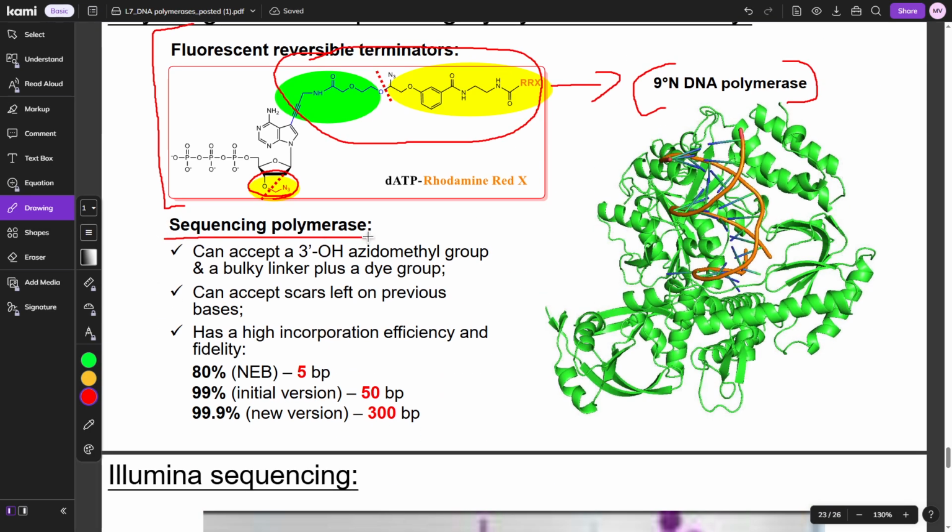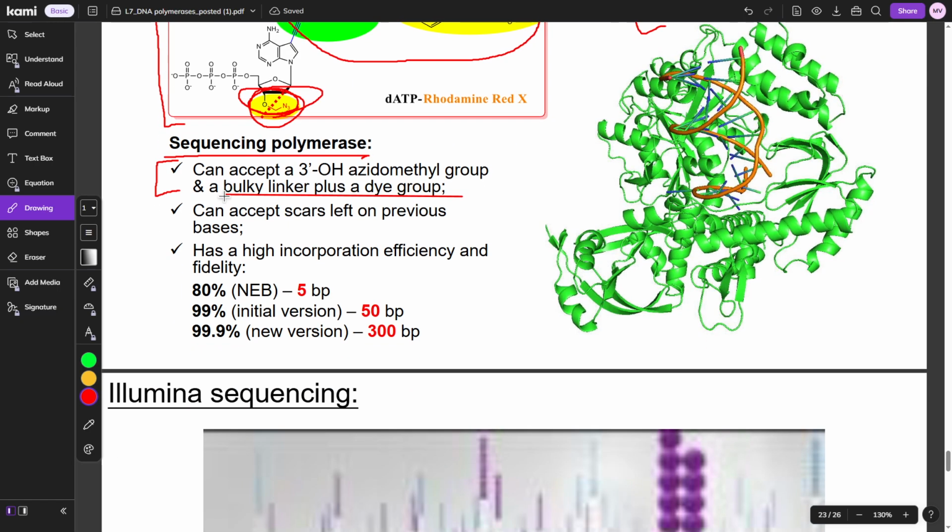So the sequencing polymerase is a modified DNA polymerase. It can accept the 3' azidomethyl group, so this group here. It can also accept the dye. This whole thing about accepting scars left on previous bases, I would ignore that. I don't think it's that important. The word scars, I don't really know what that's supposed to imply here. I don't think that's super helpful for what this is trying to get across.